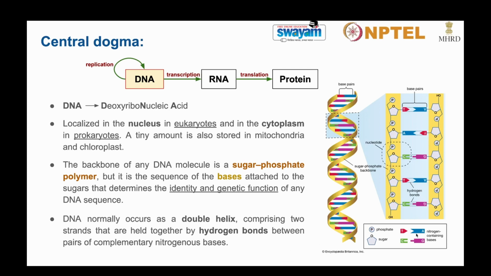If we talk about the nitrogenous bases, there are two types: purines and pyrimidines. Purines are double ring structures and pyrimidines are single ring structures. The purines are adenine and guanine, whereas the pyrimidines are cytosine and thymine. Adenine always pairs with thymine with a double bond, and cytosine pairs with guanine with a triple bond.